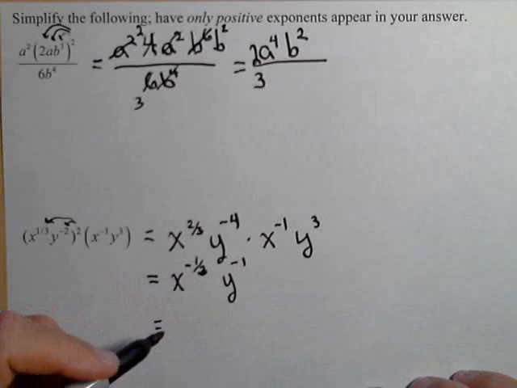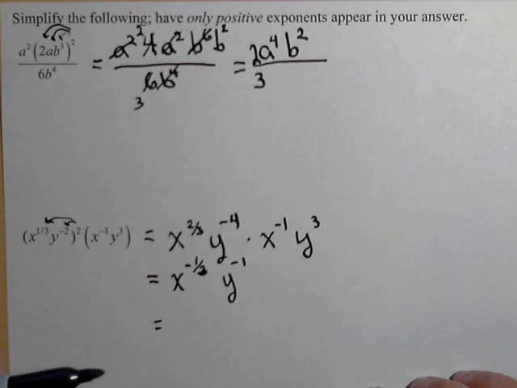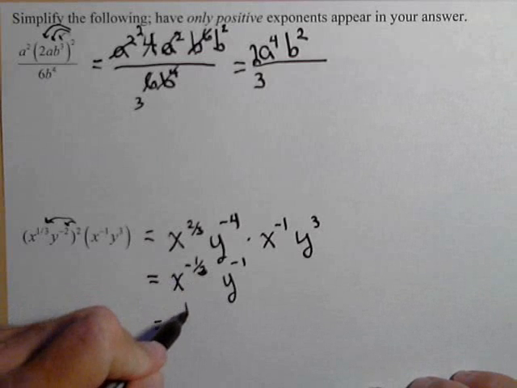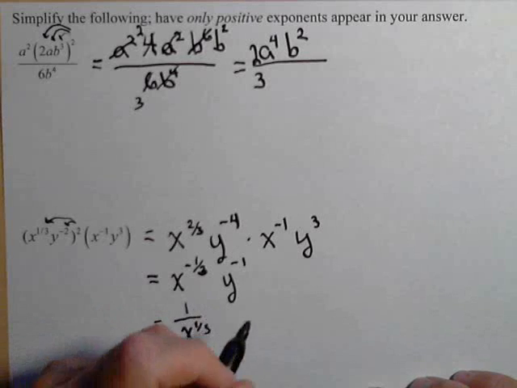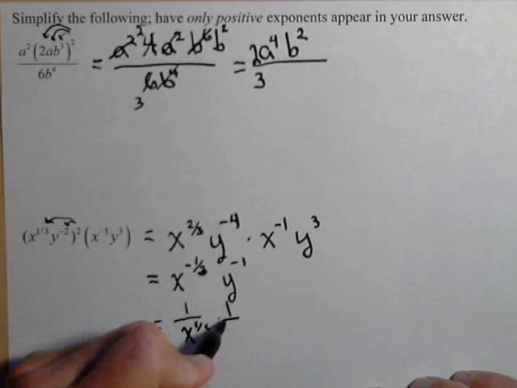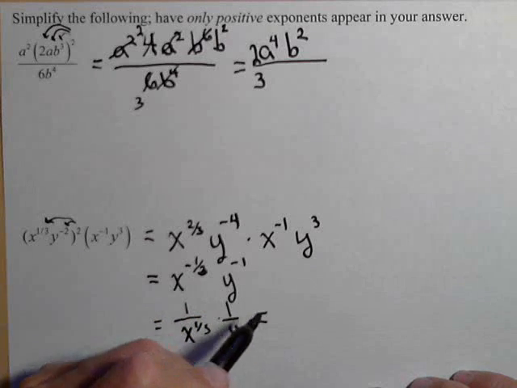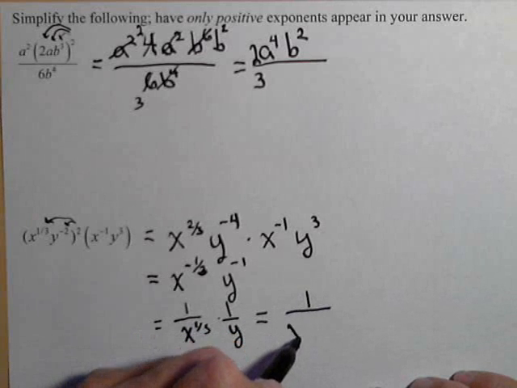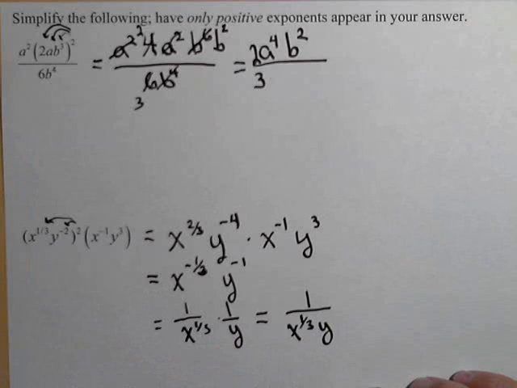Now we were asked in the problem not to have any negative exponents. To get rid of a negative exponent, you just take the reciprocal. So what that means is to get rid of this negative, it becomes 1 over x to the 1/3, and this becomes 1 over y to the first, but we don't need to write the first power. Multiplying across, we get 1 on top, and x to the 1/3 y on bottom, and now we have no negative exponents.